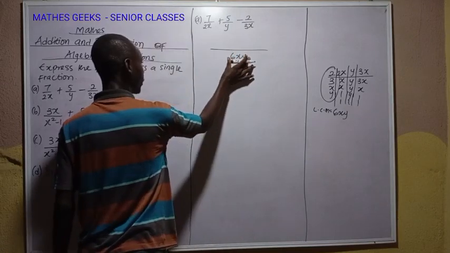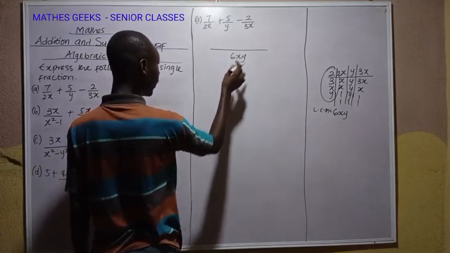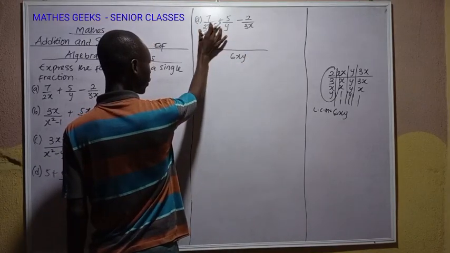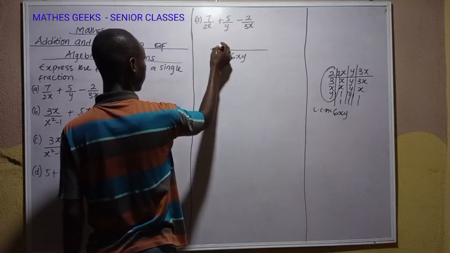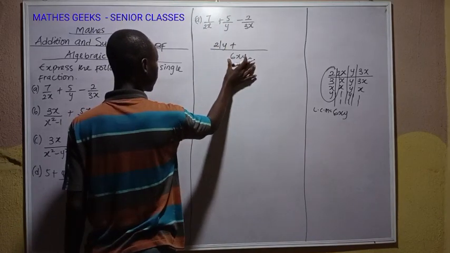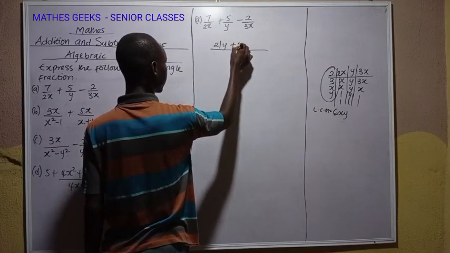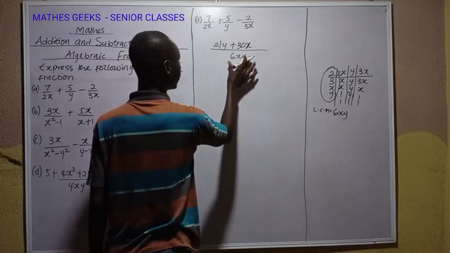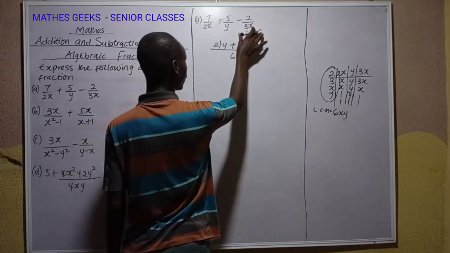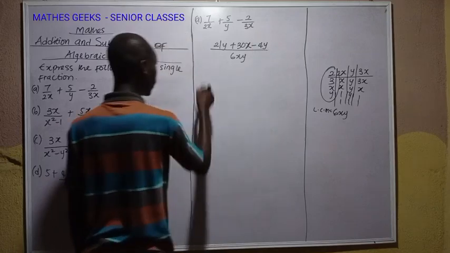So we use this LCM to divide the denominators and multiply the numerator by the answer. 6xy divided by 2x will give us 3y, times 7 gives 21y. Plus 6xy divided by y will give us 6x, times 5 will give us 30x. 6xy divided by 3x will give us 2y, 2y times 2 will give us minus 4y.